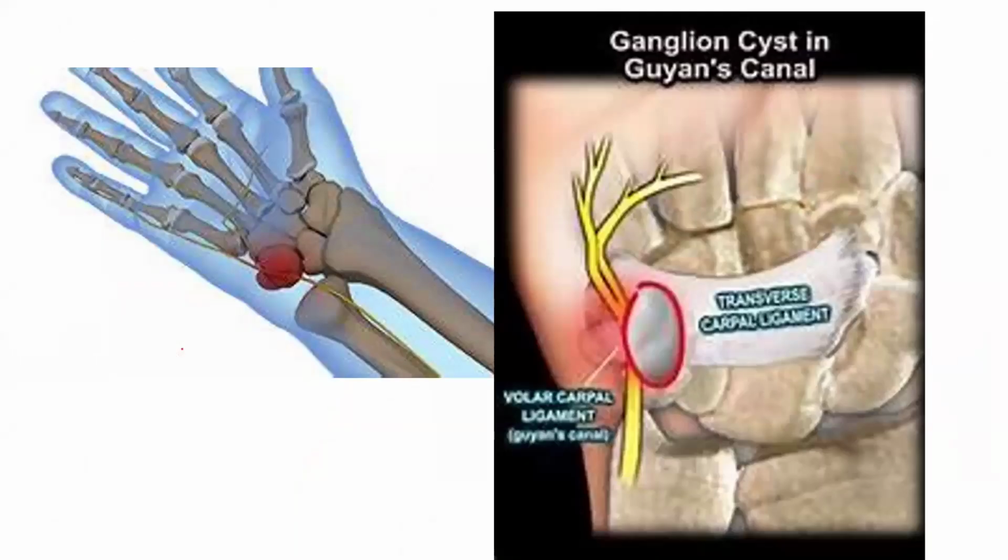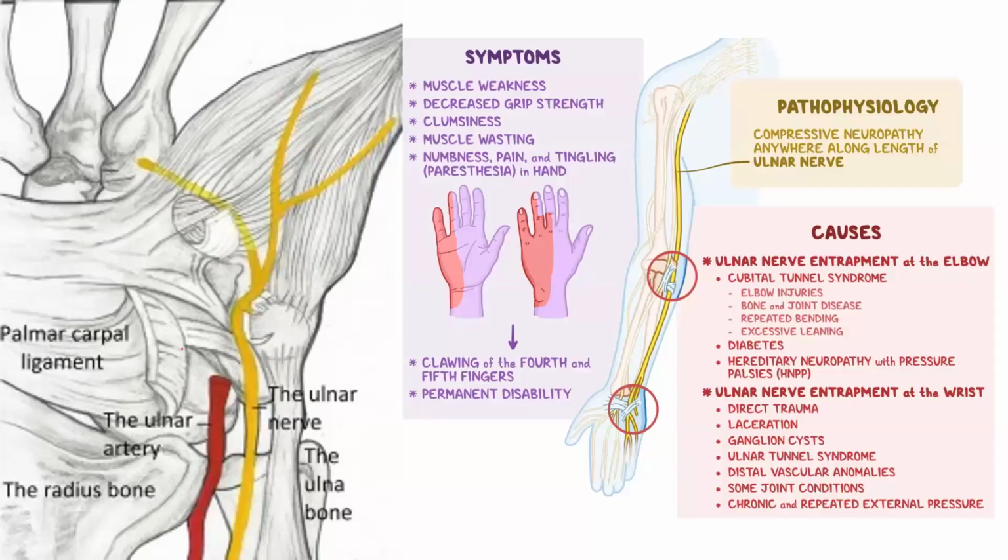You can have a ganglion, you can have a tumor, you can have a lipoma. All these will lead to pressure and lead to this condition. This is further showing you the various conditions that can lead to the ulnar tunnel syndrome.